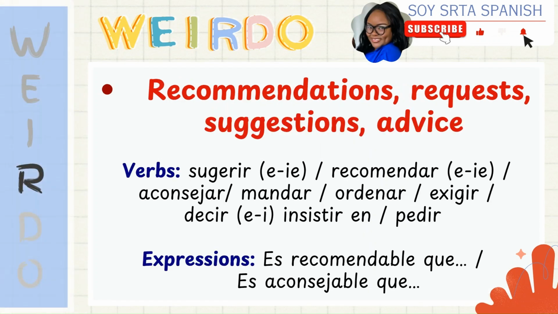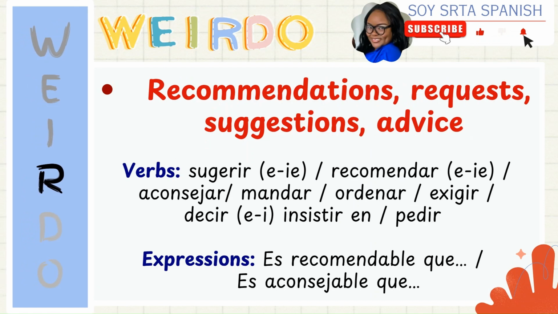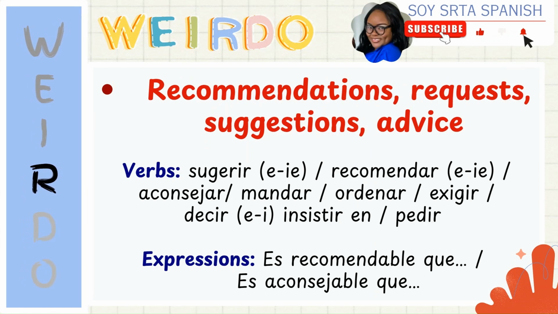The R in weirdo stands for recommendations, requests, and I've also piggybacked on suggestions and advice because they can all be paired up with recommendations and requests as well, don't you think? Once we're recommending something or requesting, suggesting, or advising someone else about something else, we will need a subjunctive, and the verbs that we can learn as it relates to this particular function are as follows.